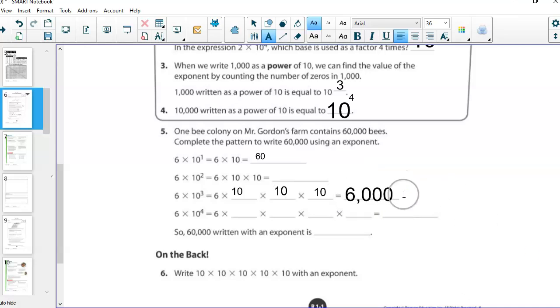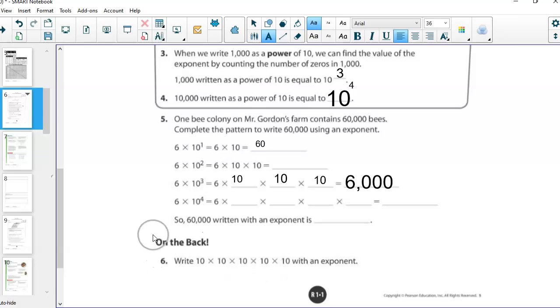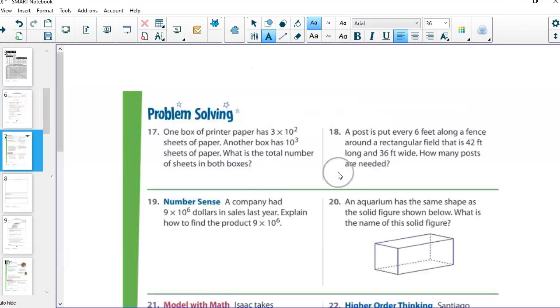All right, so you're going to be completing the last couple of problems on this page. And then number 6, you can just write somewhere on your page as well. So you're writing 10 times 10 times 10 times 10 times 10 as an exponent. So remember, your base number is going to be the number that you're multiplying. And then your factor represents your base number, and then however many times that you're multiplying it represents your exponent. All right, so let's take a look at the back.